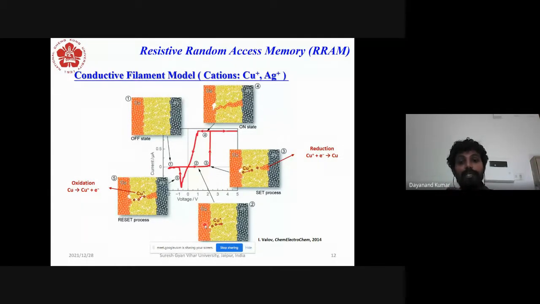Cu atoms become Cu ions, and they migrate from the top to the bottom electrode side. Here we apply the negative voltage, and they recombine with electrons and become Cu atoms again, and start to make a bridge like this. When the bridge is completed, the device changes its state from the high resistance state to the low resistance state. Here you can see the complete filament is formed, which means the data is stored between the two electrodes.